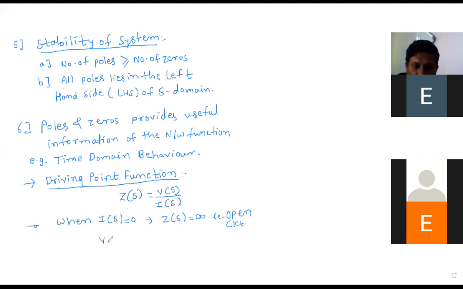When V of s is equal to 0, at that time Z of s becomes what? Short, that is 0, that is short circuit. So similarly we can write about the Y of s. Okay, म्हणजे आता नेटवर्क फंक्शन आपल्याला डिफाइन करता येतं I च्या व्हॅल्यू वरनं. ओके, ड्रायव्हिंग पॉइंट फंक्शन वरून. So that will give the important point.